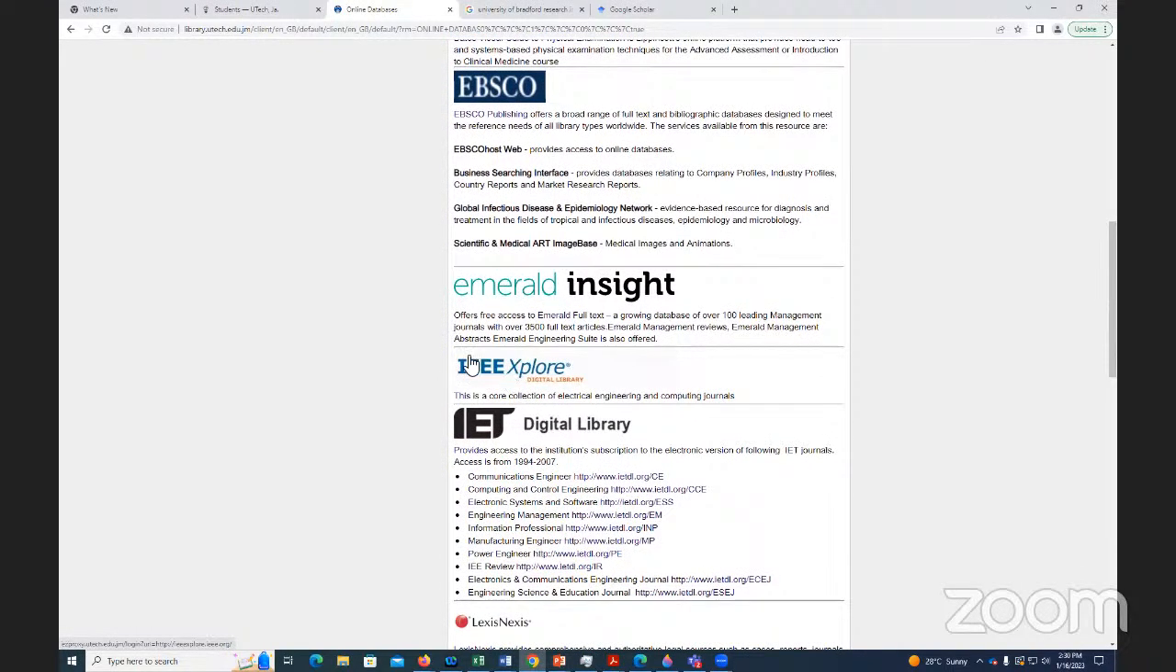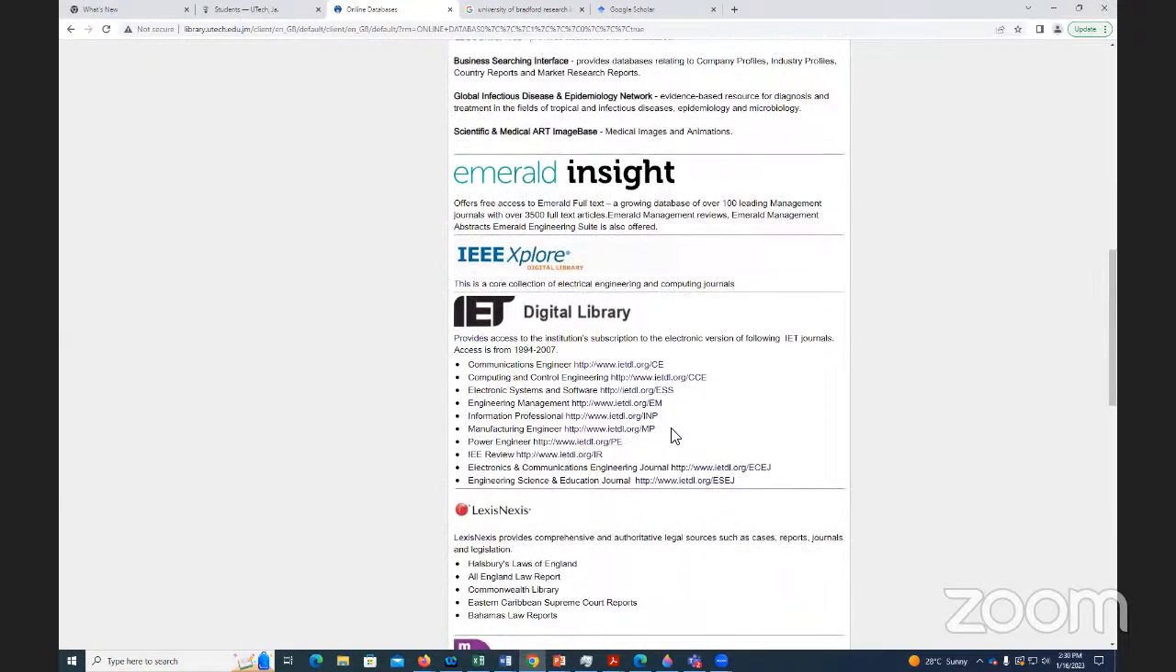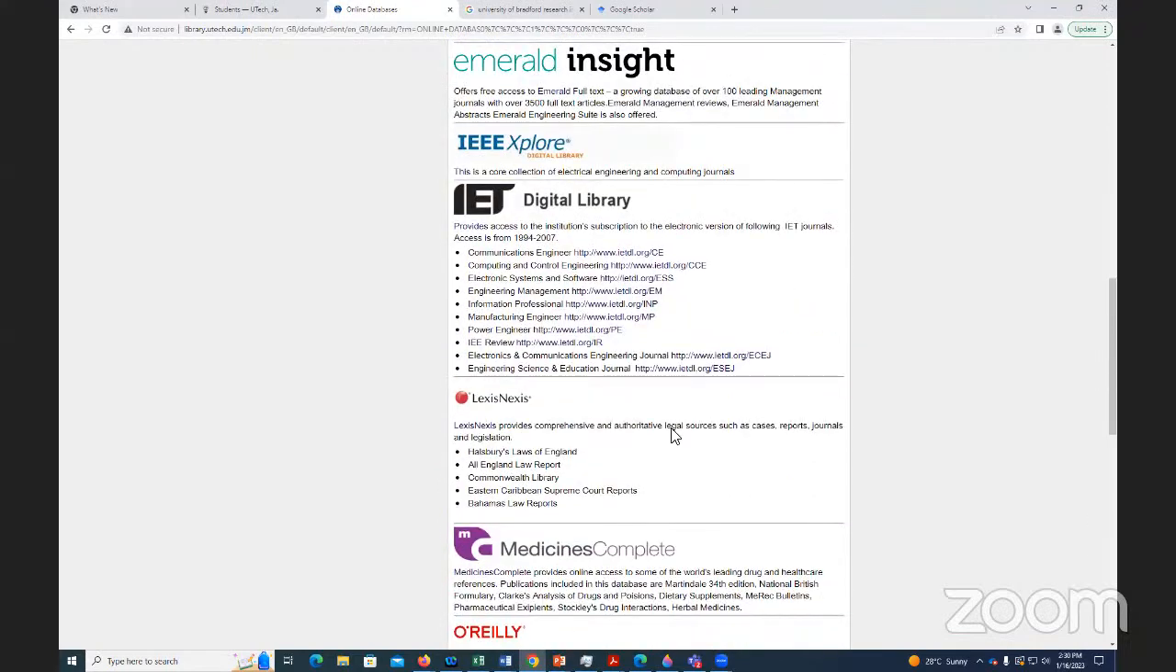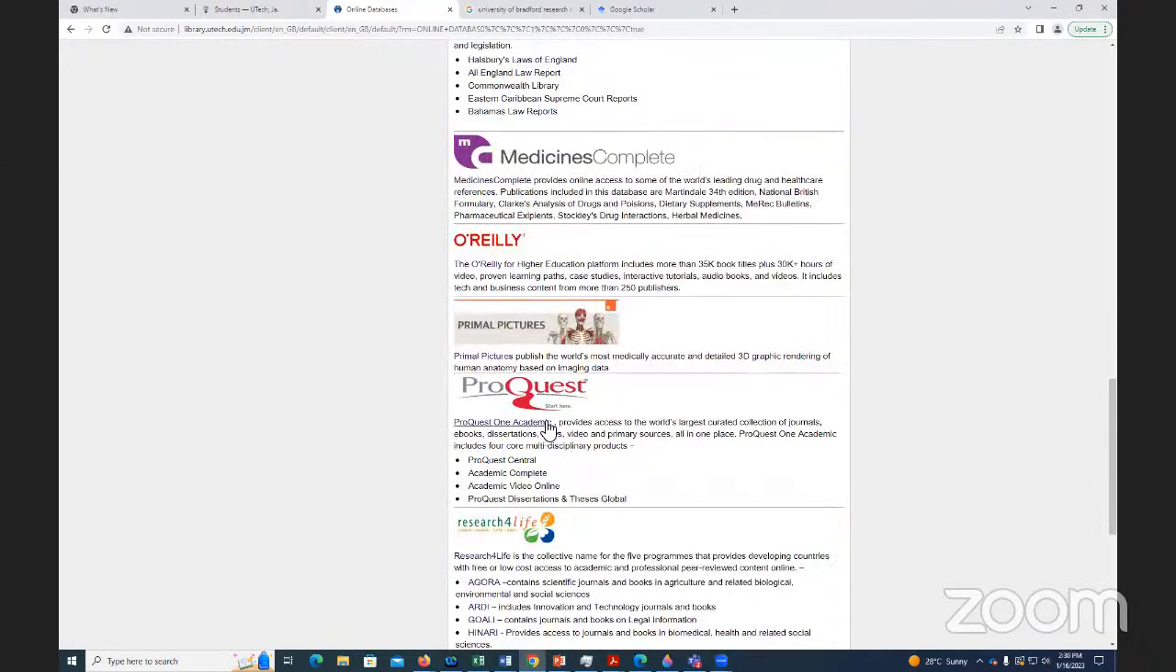IEEE is engineering, and in case you all don't know, computing is sometimes considered a subset. So there's a core collection of electrical engineering and computing journals. The IEEE Digital Library might be useful.